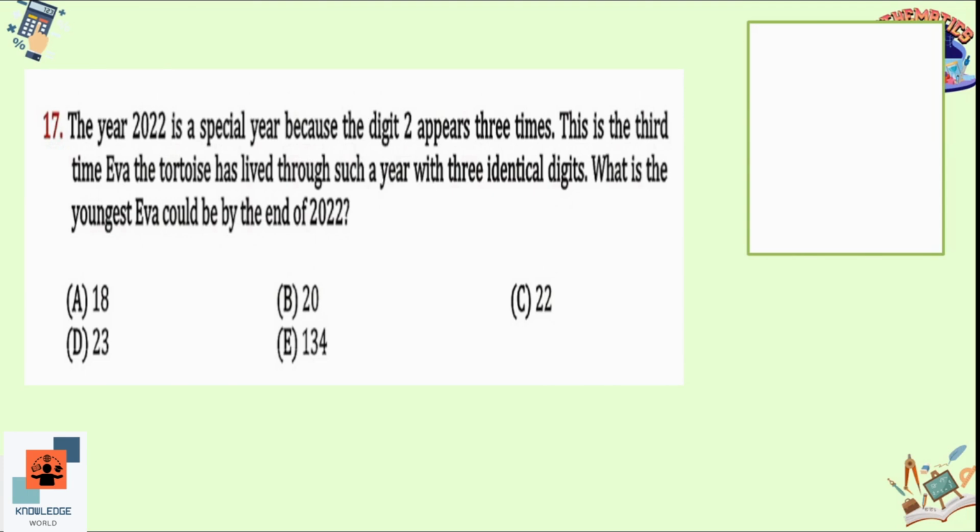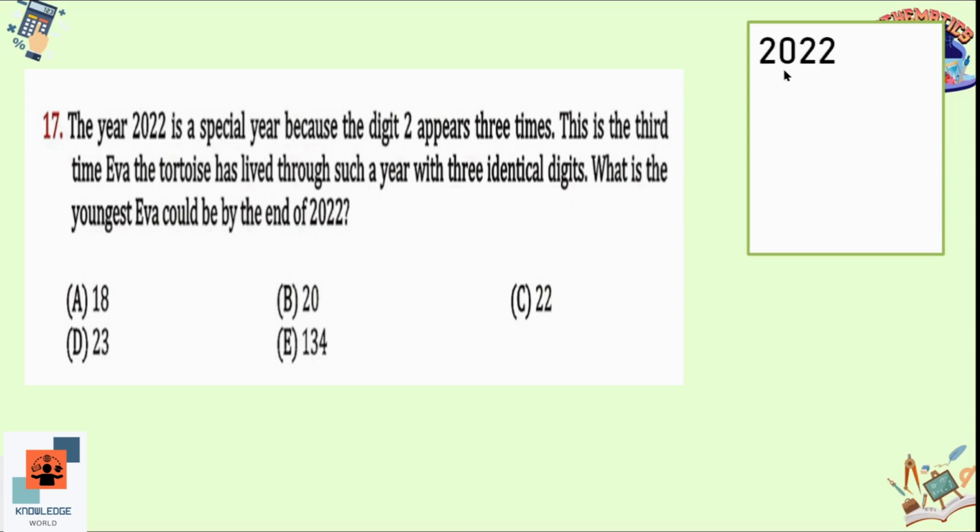Question number 17. The year 2022 is a special year because the digit 2 appears 3 times. This is the third time Eva the tortoise has lived through such a year with 3 identical digits. What is the youngest Eva could be by the end of 2022?